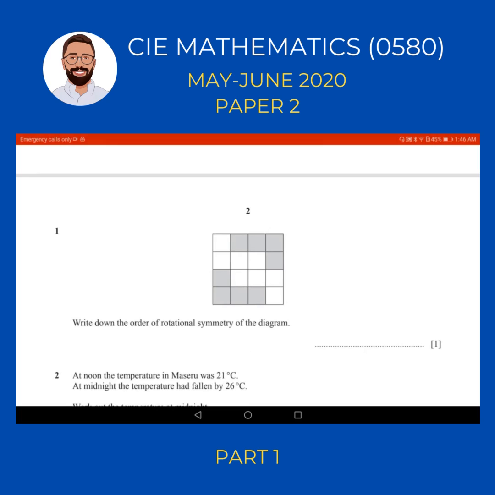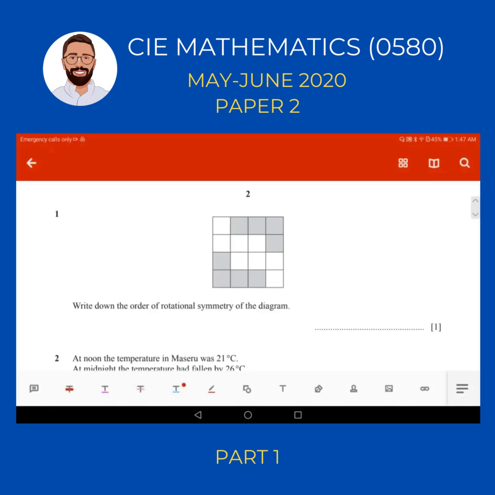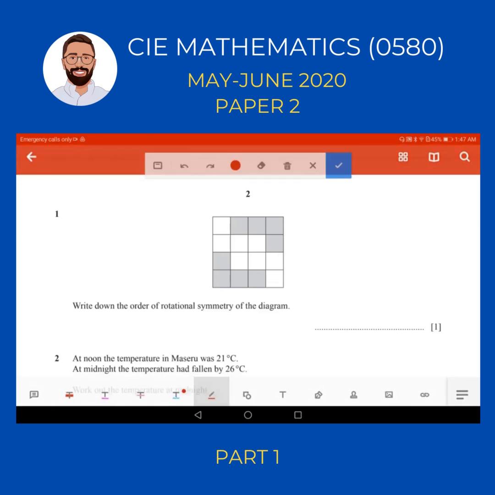So, to solve this question, basically you need tracing paper. You have to draw this diagram on the tracing paper. Then once you have it drawn, you may need to rotate the tracing paper. Every time you rotate the tracing paper and the diagram drawn on it matches exactly the diagram drawn for you on the exam paper, then you count one order of rotational symmetry. So that's the whole concept of this question.